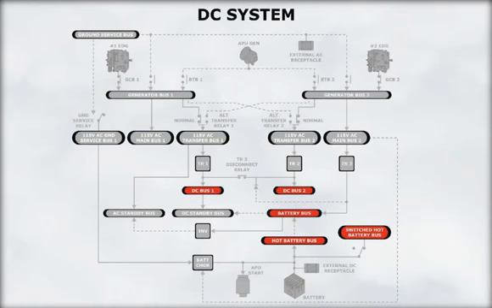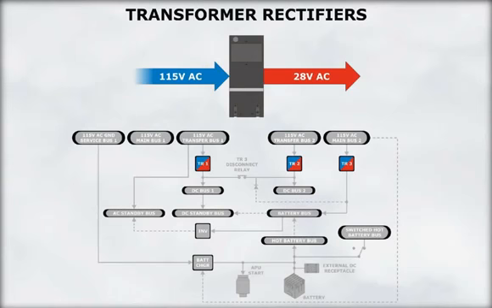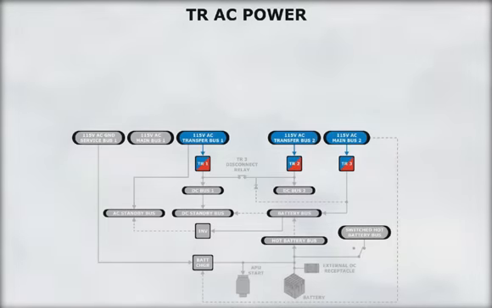Let's look at the DC electrical system now. The DC system is normally powered by a series of transformer rectifiers, or TRs. A TR converts 115-volt AC current into 28-volt DC current. There are three transformer rectifier units: TR1, TR2, and TR3. The transfer buses power TR1 and TR2, while TR3 is powered by main bus number 2.